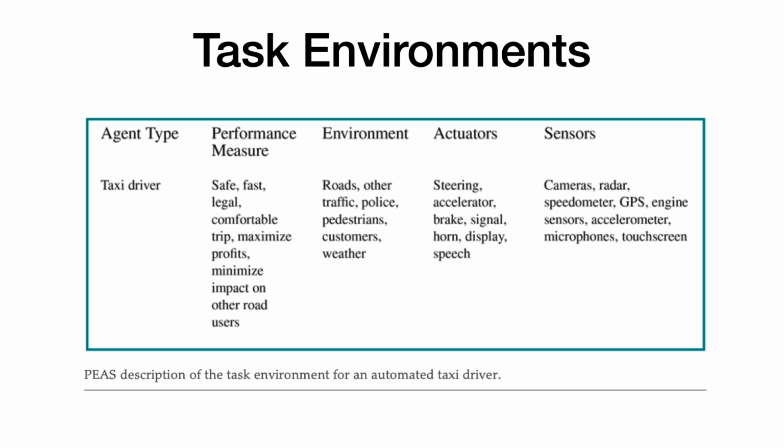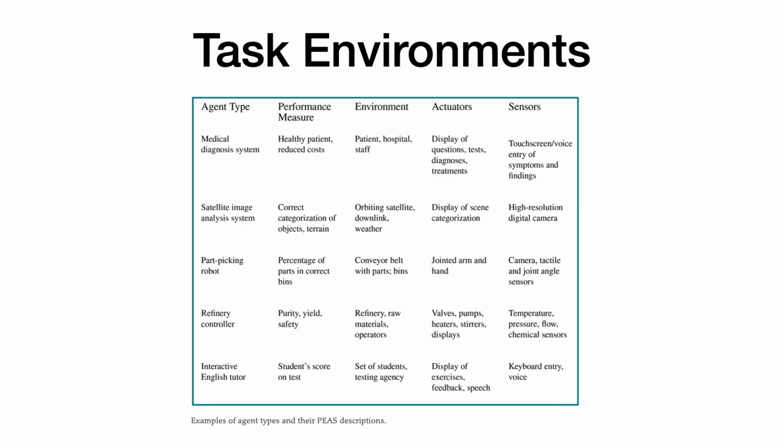So PEAS, performance, environment, actuators and sensors, put together is called the task environment. So these are some of the other examples of task environment. For example, if you take a medical diagnosis system, you have a different PEAS. If you take a satellite imaging analysis system, you have a different PEAS. So in this you have the task environment, which puts together all the necessary things of a rational agent.